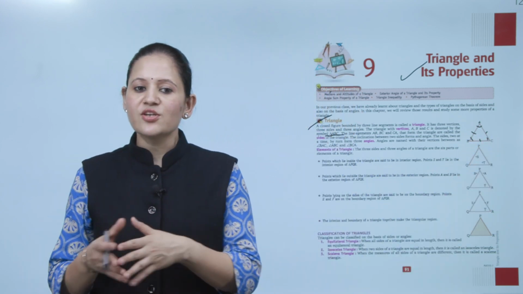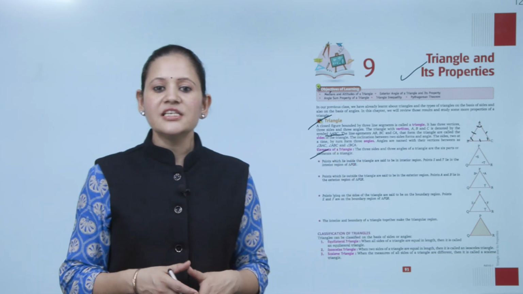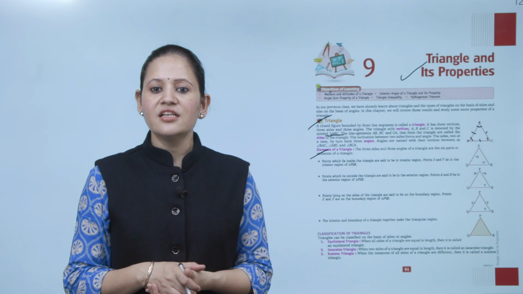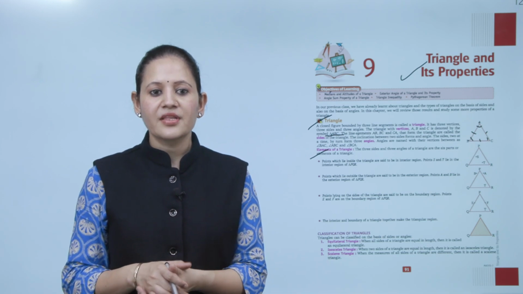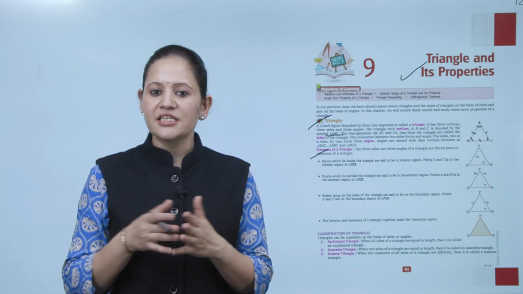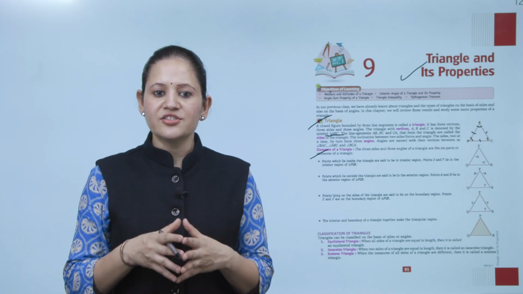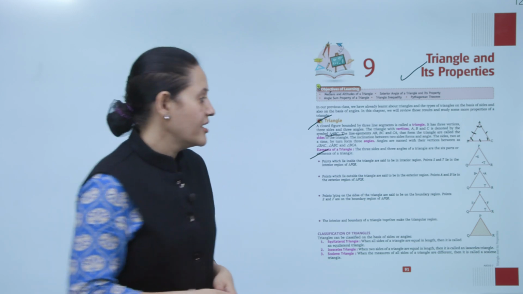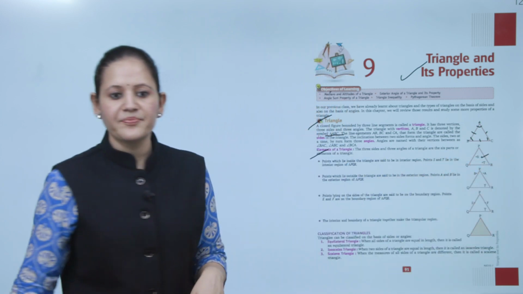Next is elements of a triangle. The three sides and three angles of a triangle are the six parts or the elements of the triangle. Points which lie inside the triangle are said to be in the interior region. Points S and T are in the interior region of the triangle PQR. Here you can see S and T are in the interior region of PQR.